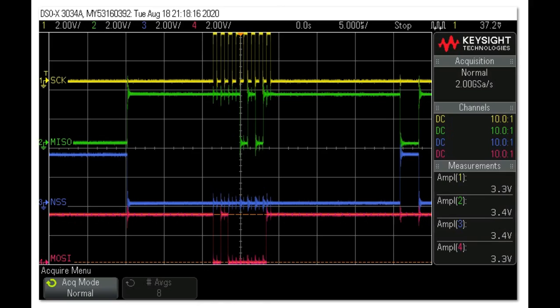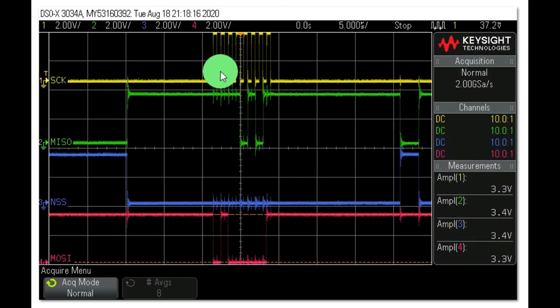So how does the SPI signal look? Today I'm going to explain. Okay, so let us get started. As you can see, this is the oscilloscope image I took.